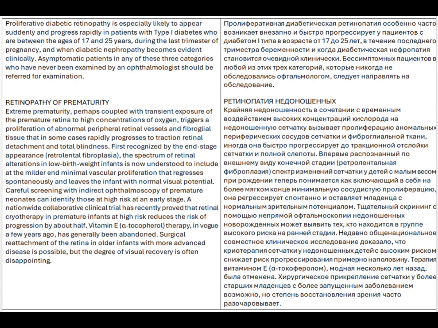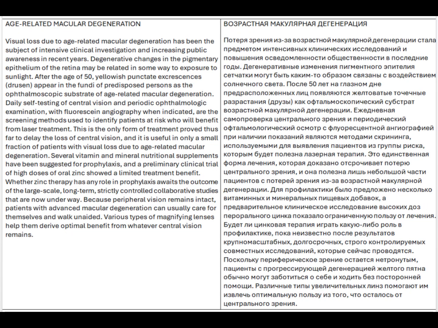Careful screening with indirect ophthalmoscopy of premature neonates can identify those at high risk at an early stage. A nationwide collaborative clinical trial has recently proved that retinal cryotherapy in premature infants at high risk reduces the risk of progression by about half. Vitamin E tocopherol therapy, in vogue a few years ago, has generally been abandoned. Surgical reattachment of the retina in older infants with more advanced disease is possible, but the degree of visual recovery is often disappointing. Age-related macular degeneration.